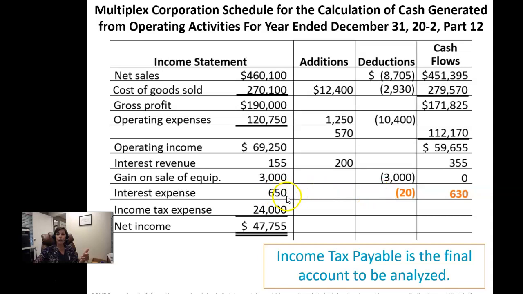If you think about it, this interest expense that we got credit for, we really didn't pay all of it. So we've got to take this out of the analysis and get it back down to what we actually paid, which would have been $630.